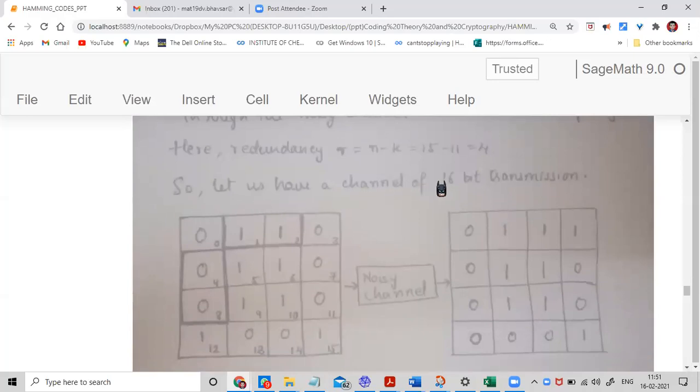So let us have a channel of 16-bit transmission. Here you can see that I have considered 4 cross 4, that is 16 elements. For the 11 code, what I have done is put the first element here, the second element here, third, fourth, fifth, sixth, seventh, 8, 9, 10, 11. This is my actual message which I am going to send.